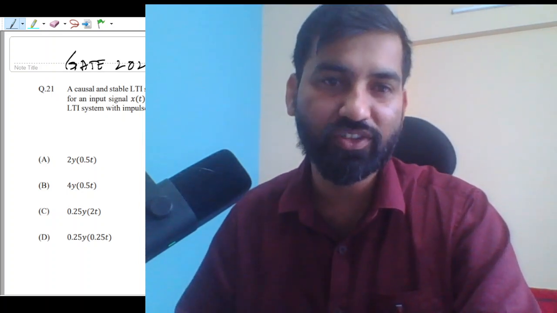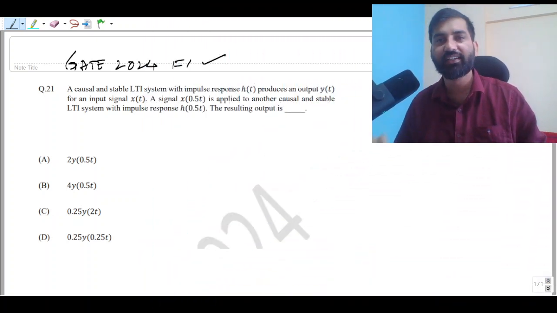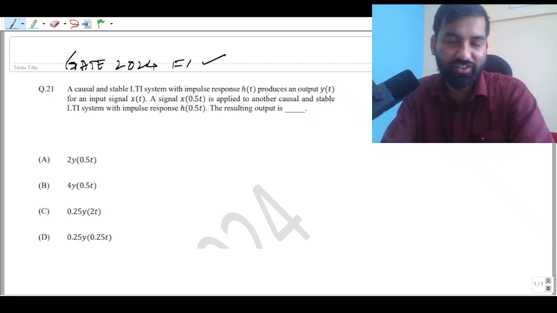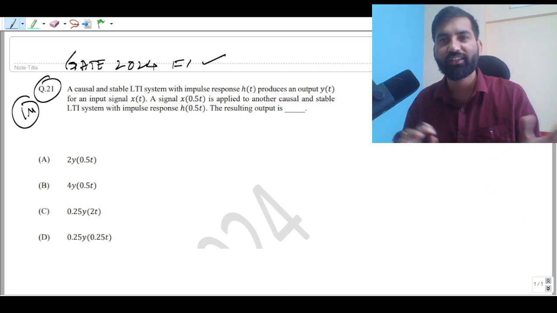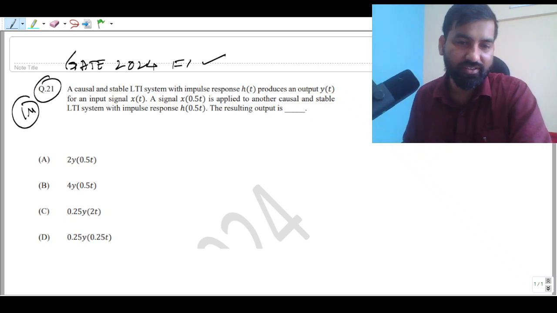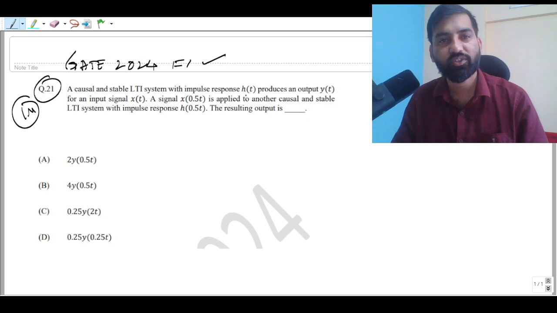So the very first question I have taken from GATE 2024. This was asked in the subject Signals and Systems. The question was question 21, for 1 mark. As it is for 1 mark, you should not take more than 20 to 30 seconds, or even 10 seconds. A causal and stable LTI system with the impulse response h(t) produces an output y(t) for the input signal x(t).